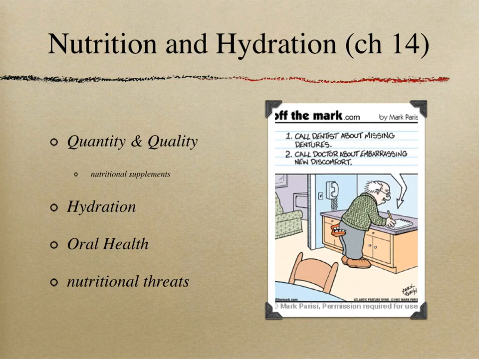fluids, fiber, and increasing it slowly. There is a mixture: 1 cup of bran, 1 cup of applesauce, 1 cup of prune juice. Mix it all together, keep it in the fridge, and start giving a teaspoon in the morning and at lunch and at dinner, and then increase as able. But that can really help regulate their bowels.